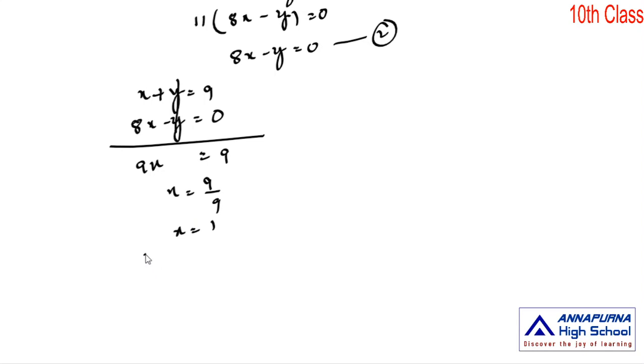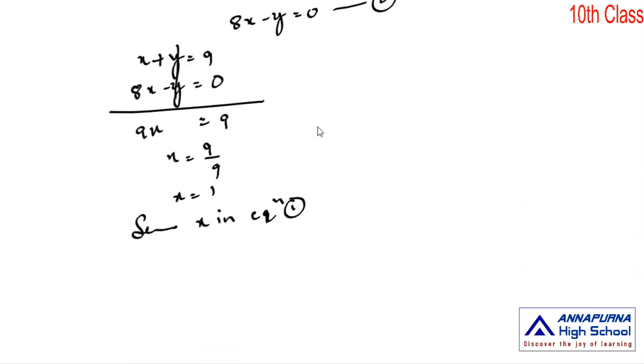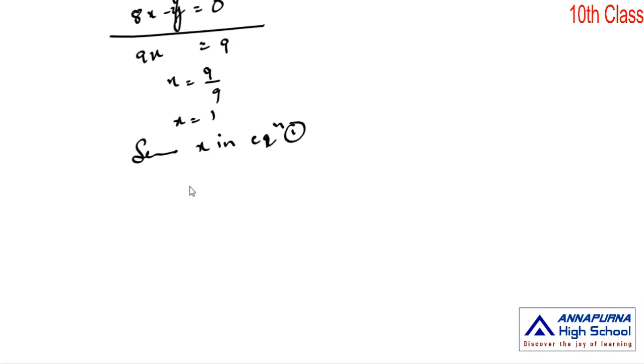And substitute this x in equation 1. Here what is the first equation? X plus y is equal to 9. So when I substitute this x value in equation 1, 1 plus y is equal to 9. So y is equal to 9 minus 1, y is equal to 8.